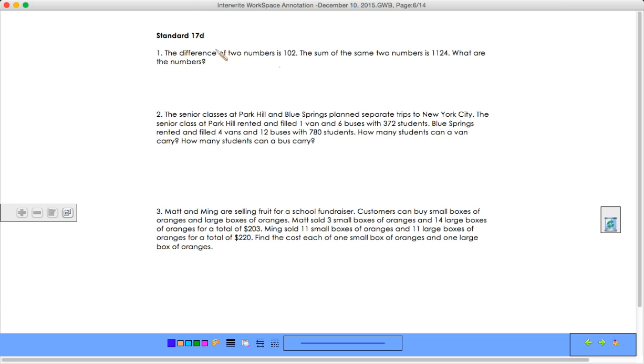So here we have the difference of two numbers is 102. So my two numbers I don't know, so I'm going to call them x and y. And I know difference means I'm subtracting. So when I subtract x and y, I get 102. Then it says the sum of the same two numbers is 1124. So that means when I add the two numbers, I get 1124.